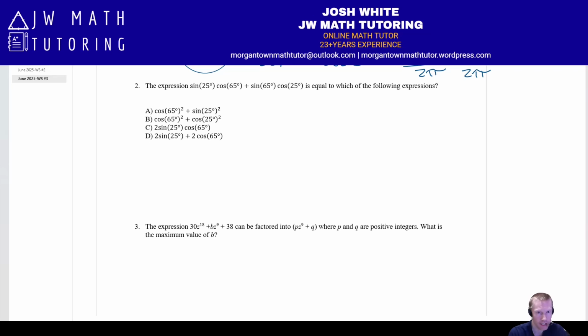So the whole idea is that the sine of an angle is equal to the cosine of 90 minus that angle, or vice versa. The sine of 90 minus an angle is equal to the cosine of an angle. So essentially, we're going to notice 25 and 65 are complementary angles, i.e. they add up to 90 degrees. Or in other words, 90 minus 25 is 65. 90 minus 65 is 25.